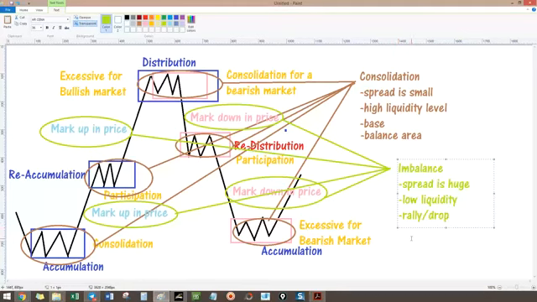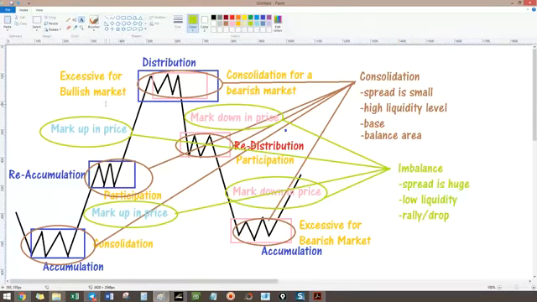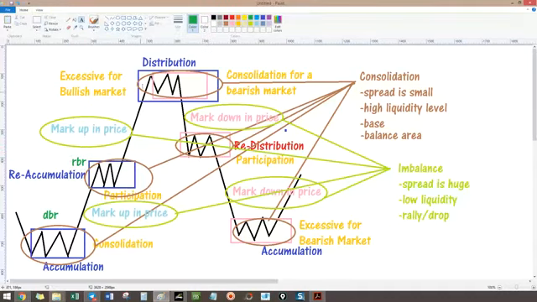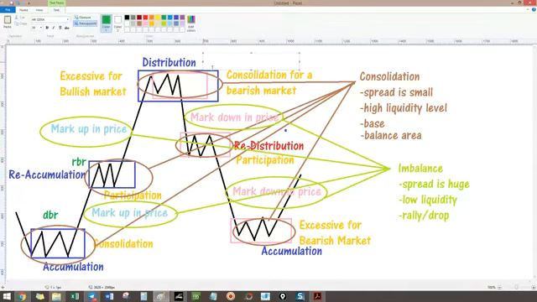Okay, so this is the market structure simplified by Samsudin. It will be written like this. This will be DBR, drop base rally. This will be RBR. This will be RBD, rally base drop. And this will be drop base drop.